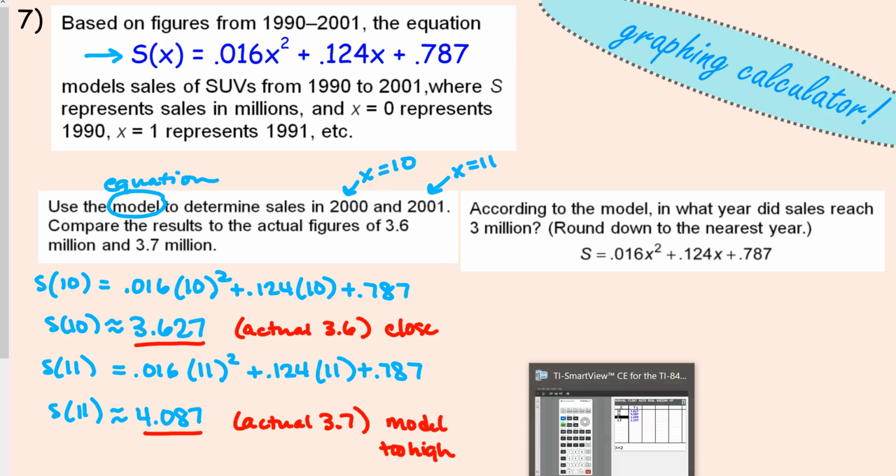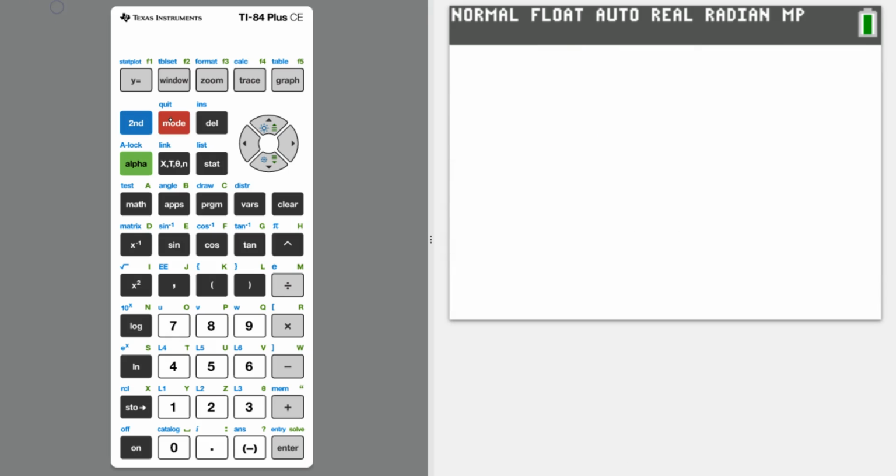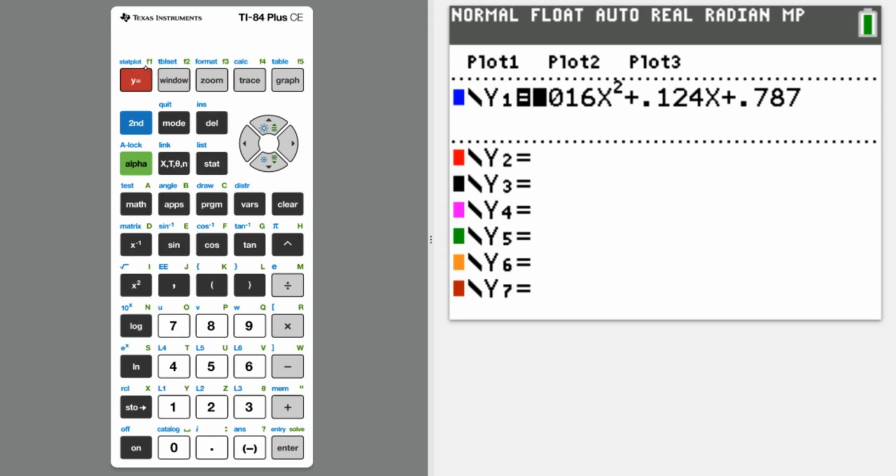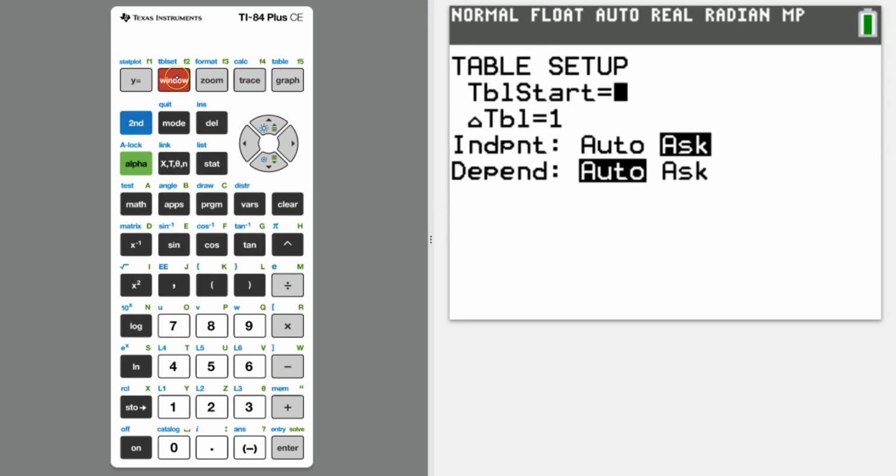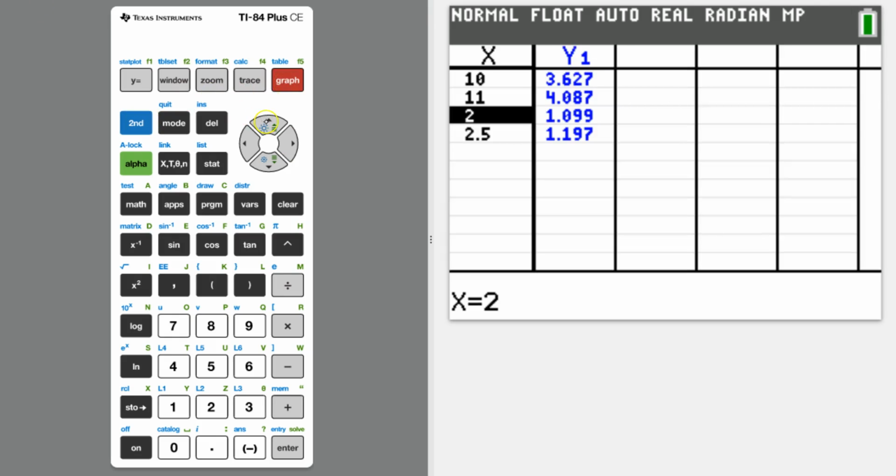So we're going to grab the graphing calculator, and we're going to go into the y equals menu, and we're going to type our function S of x in there. So you see I've already typed it in. And then we're going to go into the table set menu, which is second window, and change it so that it says independent ask. And then we go into the table, which is second graph. I'm just going to clear what I have here already, so it's not in the way. Yours may be clear already. Okay, so we're in the table.